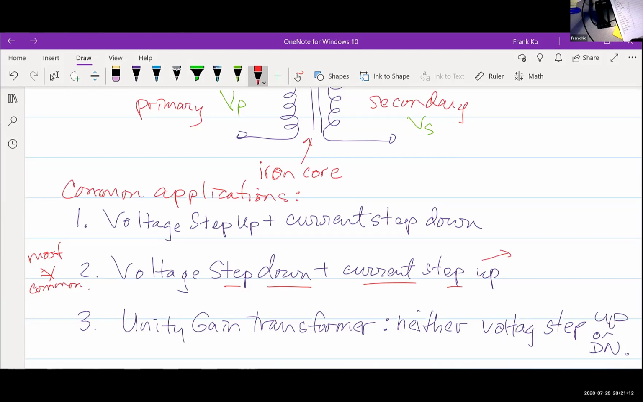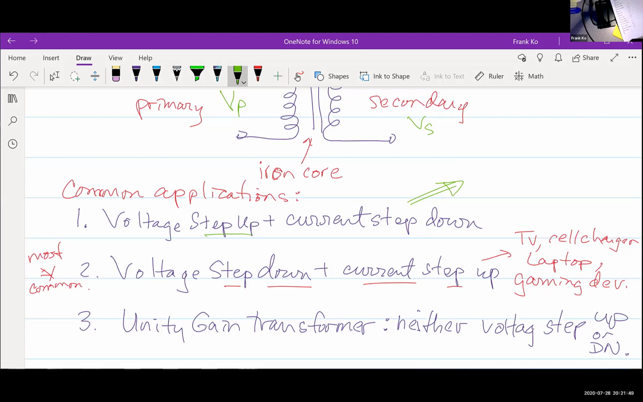So from your TV, from your cell phone, cell charger, your laptop, your gaming devices, whatever they may be, anything that plugs into the wall that you are likely to use, you most likely will have a voltage step down transformer, current step up. There is a very specific application for this guy where you want to step up the voltage.